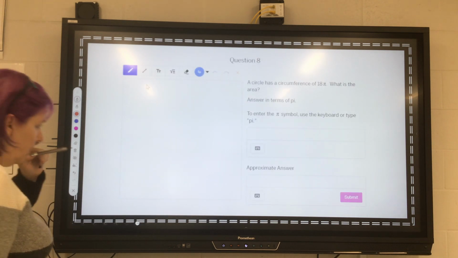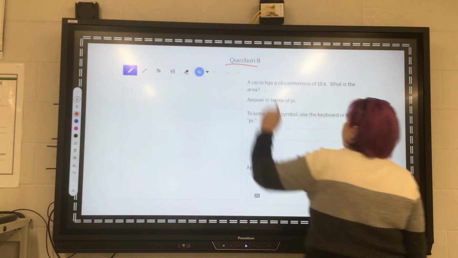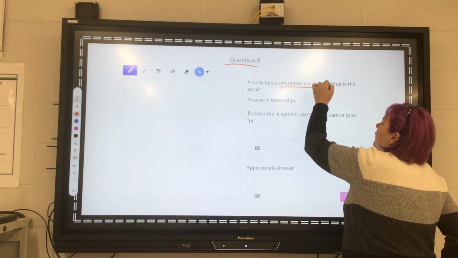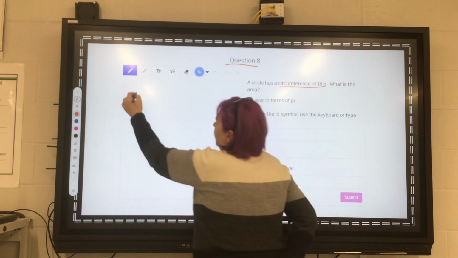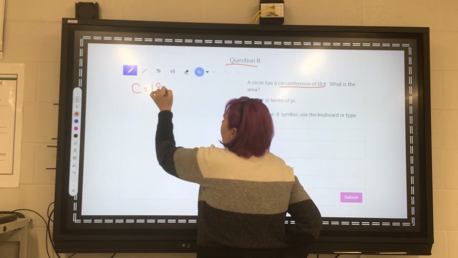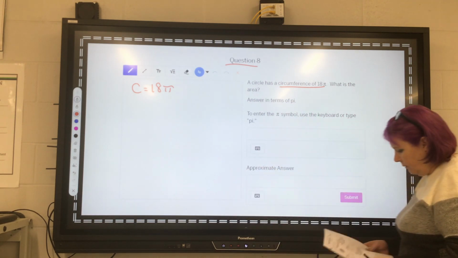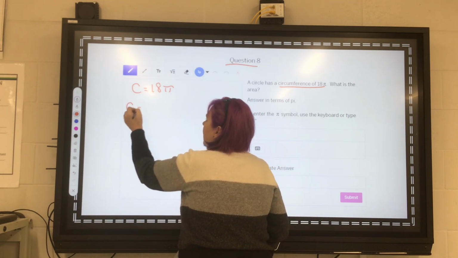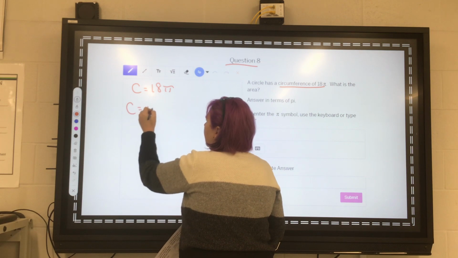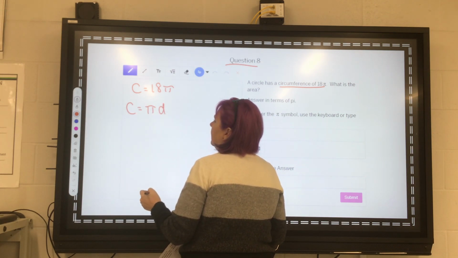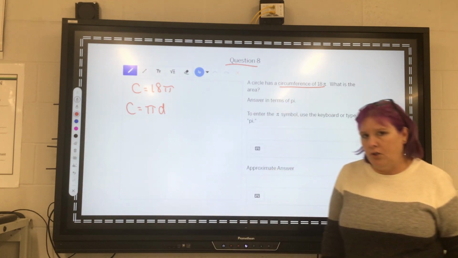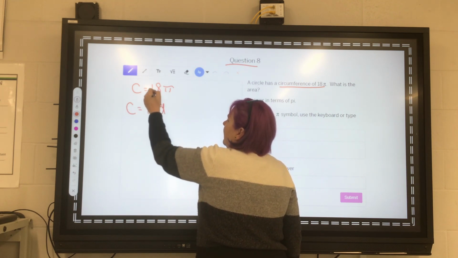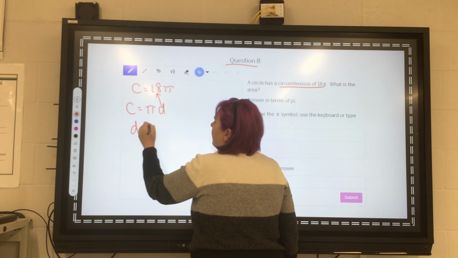There's one other type. Notice this is question 8 on the homework. The circle has a circumference of 18 pi. So what we need to do is look at our formula for circumference. Our circumference formula is C equals pi d. This I got from the formula chart. So if this and this are the same thing, my diameter is 18.